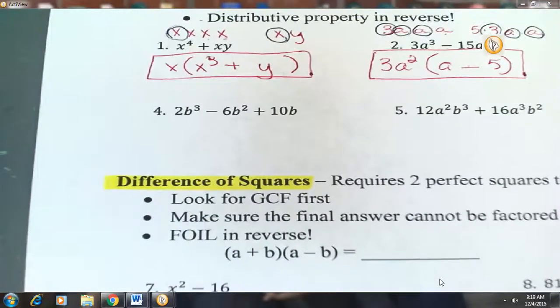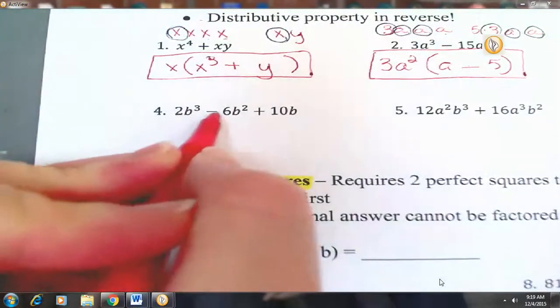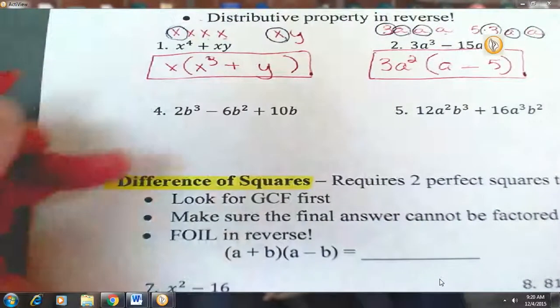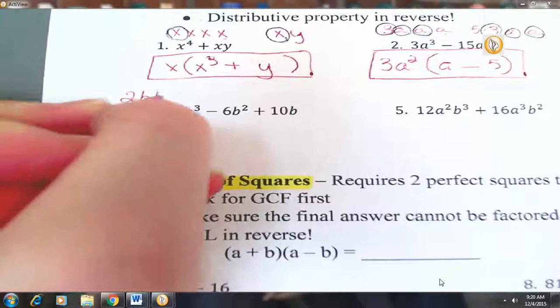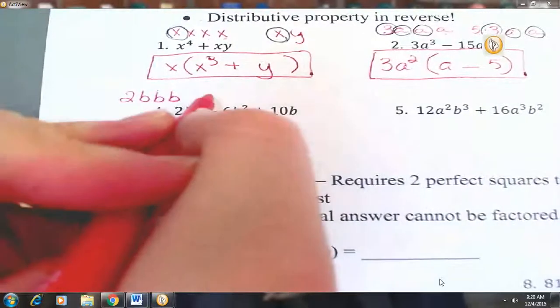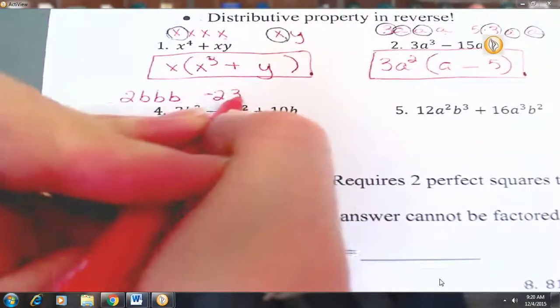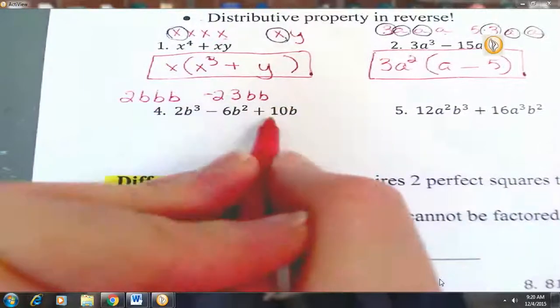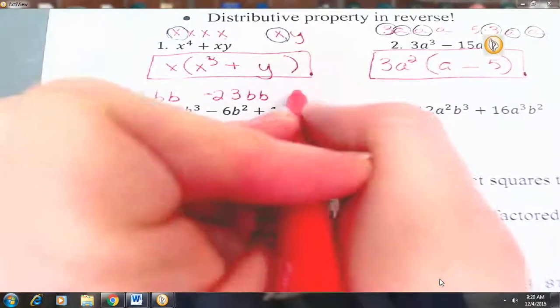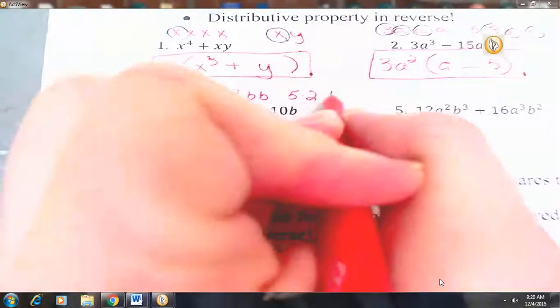Number 4, we have 3 terms. Does that matter that there's 3 terms? No, we just have 3 different things to look at here. So 2b cubed minus 6b squared plus 10b. Well, 2b cubed, that's 2 times b times b times b. Negative 6 can be broken down to negative 2 times 3 times b times b. Plus 10 can be broken into 5 times 2 times b.